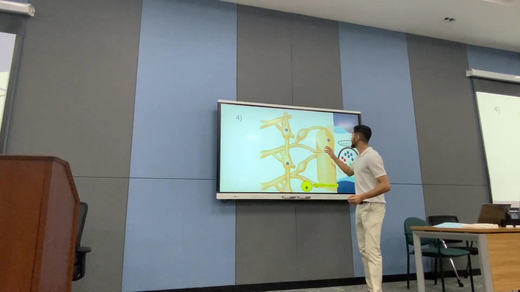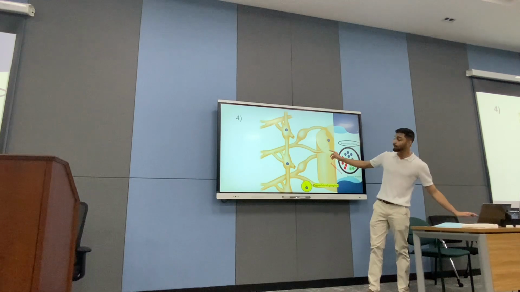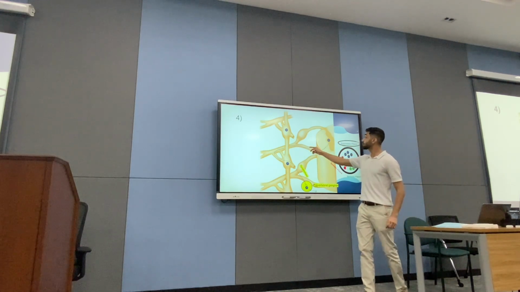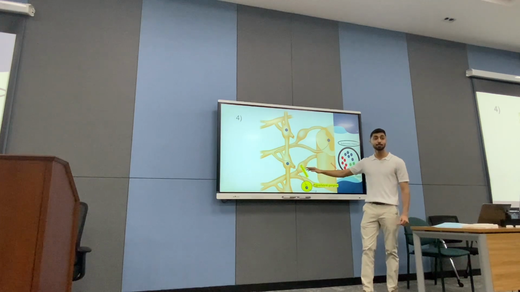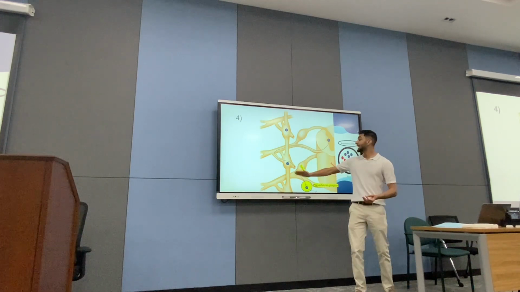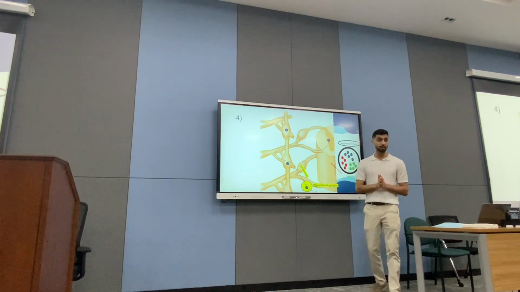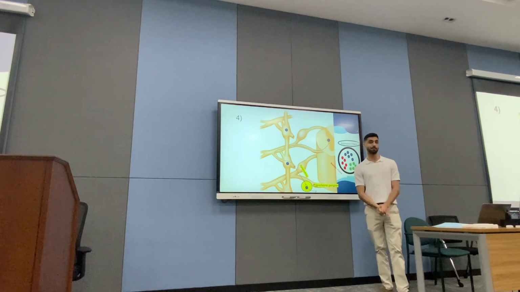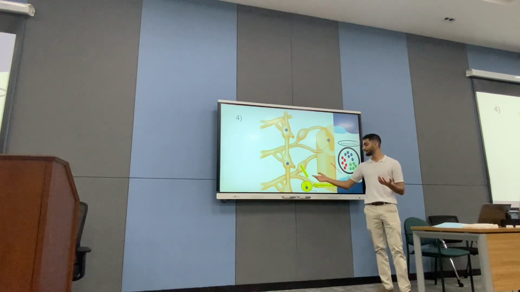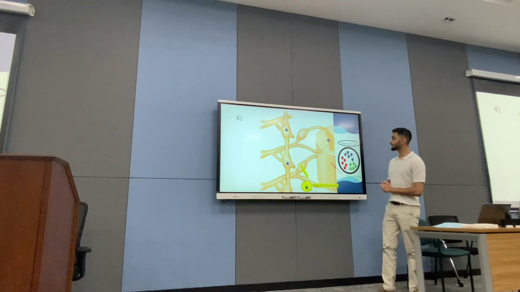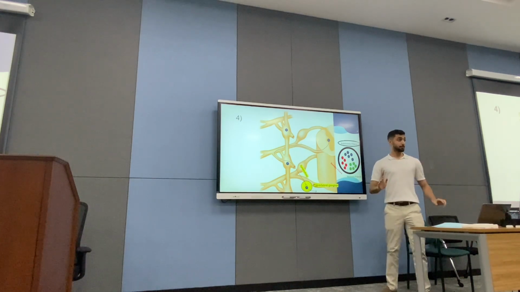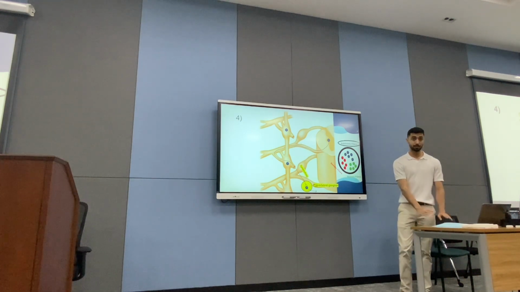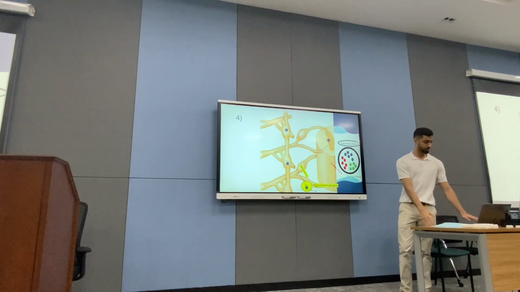So the fourth scenario is that the preganglionic neuron sends its axon through the ventral root, then spinal nerve, and enters the ganglia at the same level. It does not synapse there. It exits the sympathetic chain ganglia as a splanchnic nerve. And it synapses with the postganglionic neuron at the prevertebral ganglia. Is everything clear? So we all know the scenarios of the sympathetic innervation.